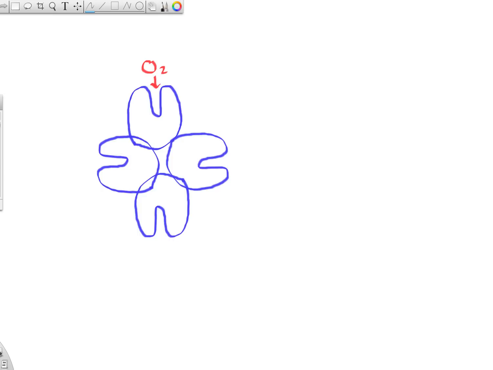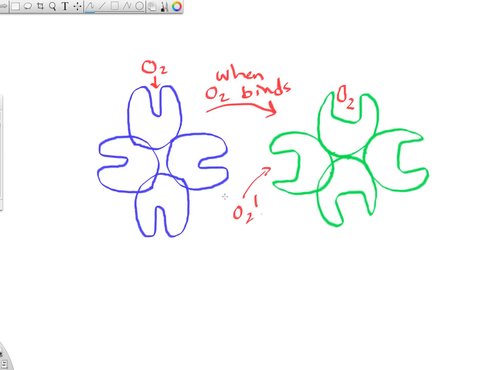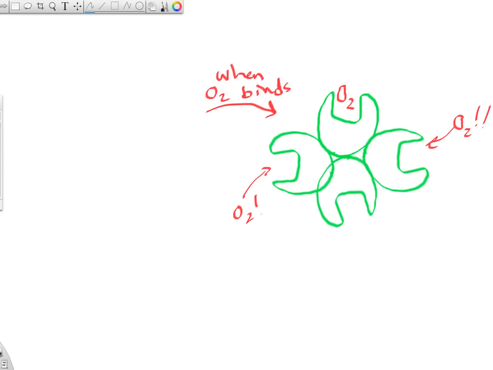But amazingly, when an oxygen binds to a hemoglobin molecule, the affinity of all of the other subunits for oxygen increases. So once it's bound 1 oxygen, it will be more likely to bind the next oxygen. And if it's bound 2 oxygen, it'll be more likely still to bind a 3rd oxygen. Okay, so this shape change that is caused by the binding of oxygen to subunits of the hemoglobin molecule is called cooperativity.